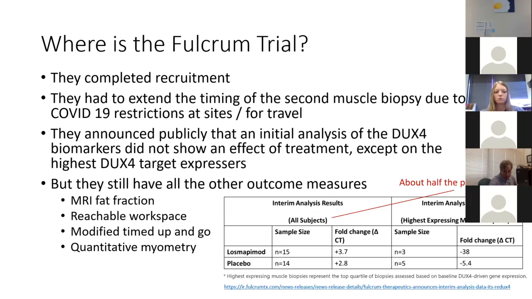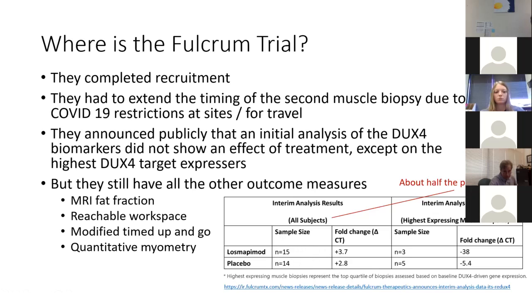And so there's people still in the study. We're still trying to learn about it. They did do a public announcement, and many of you who are in the study probably heard this, that their initial analysis of the DUX4 biomarkers didn't show an obvious effect of treatment except on the highest DUX4 target expressors. And this is a publicly released table from that analysis. The thing I mainly want to point out here is this is less than half of the individuals.